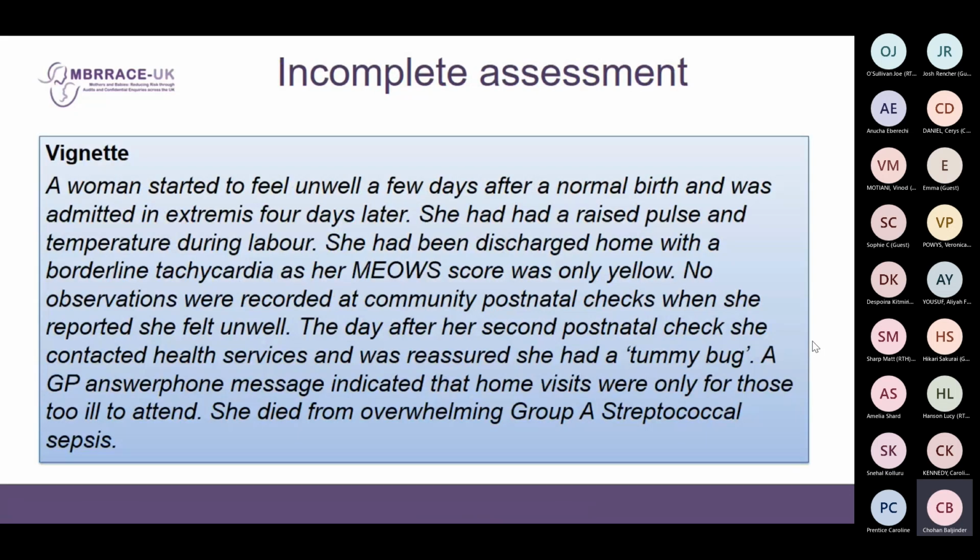So another case about incomplete assessment. A patient started to feel unwell a few days after a vaginal birth. She was admitted 4 days later with a raised pulse and temperature, and she had a temperature during labour. She'd been discharged home with a borderline tachycardia as her MEWS score was only yellow. No observations were recorded at the postnatal checks when she reported that she felt unwell. The day after a second check, she contacted the health services and was reassured she had a tummy bug. A GP answerphone message indicated that home visits were only for those too ill to attend. Oh gosh, and she died of overwhelming group A strep. It's a horrible bug. What are your thoughts reading that case?